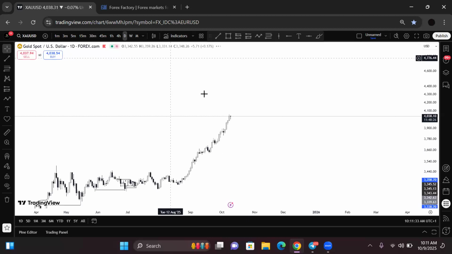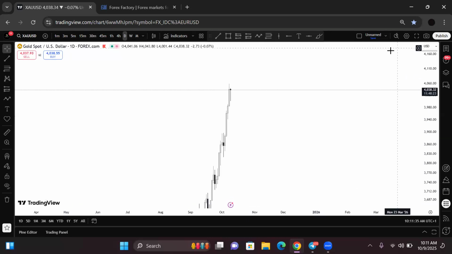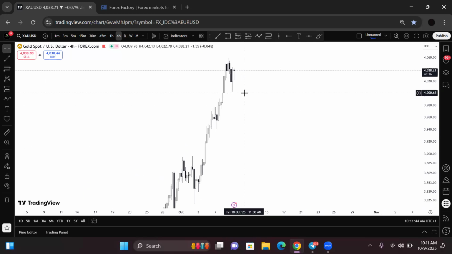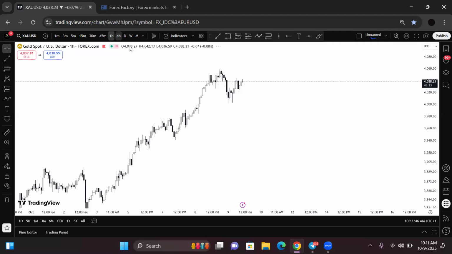Let's go to our daily time frame to see what we have. All right, on the daily time frame, we are still bullish. Let's see the hourly time frame. Okay, we are still clearly bullish. What do we have?